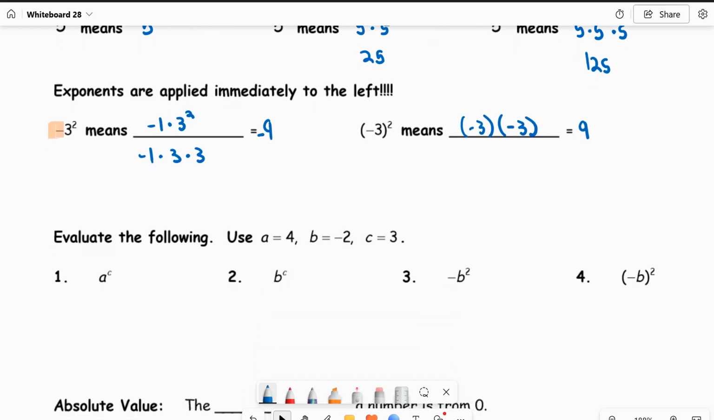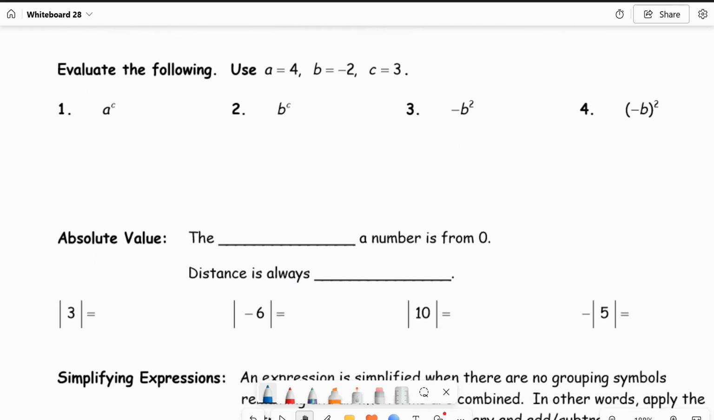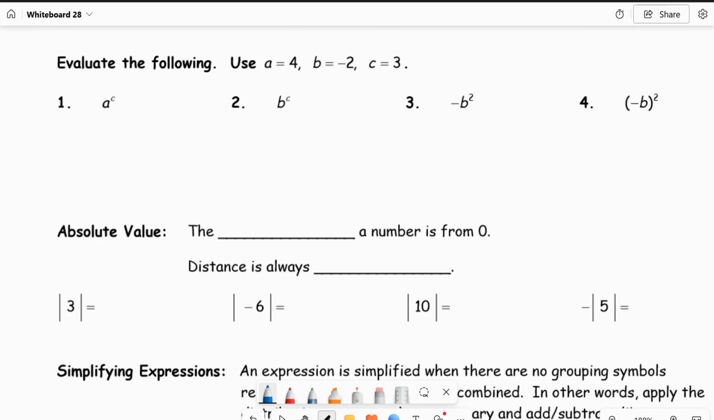So the next thing we have here is evaluating expressions. You guys should have plenty of practice with this. So all we need to do is substitute the value for each of our variables into the expression and simplify. So in this case, we have a to the c power. A is 4, and c is 3. So this really is just 4 to the third power. Expanded, I could write that as 4 times 4 times 4, which equals 64.